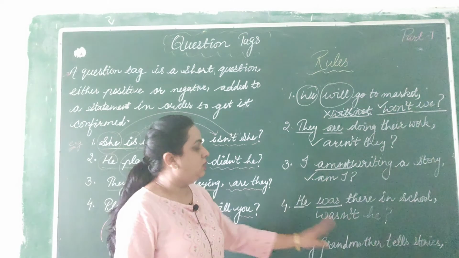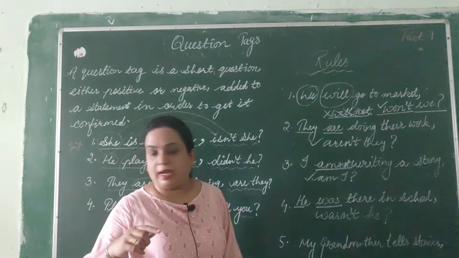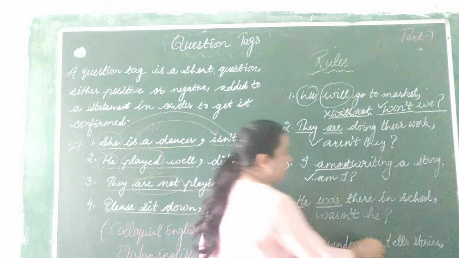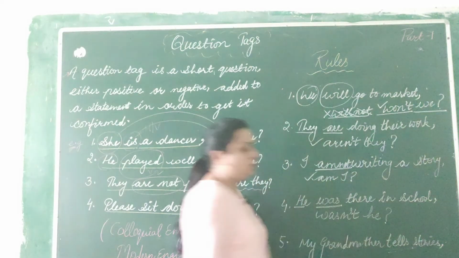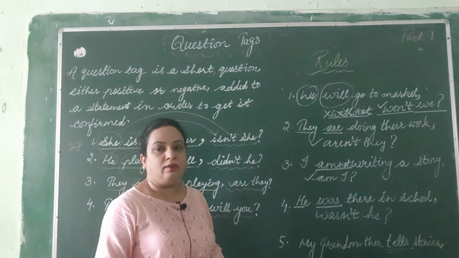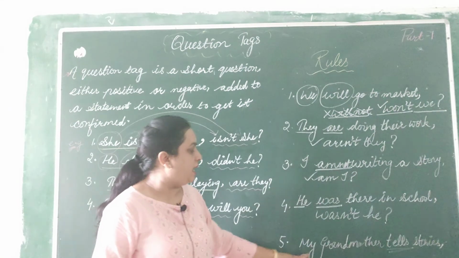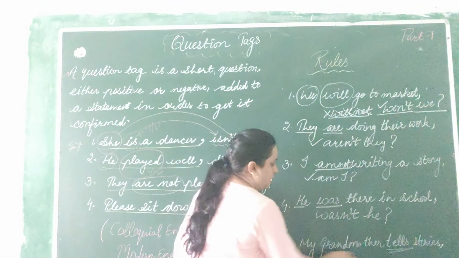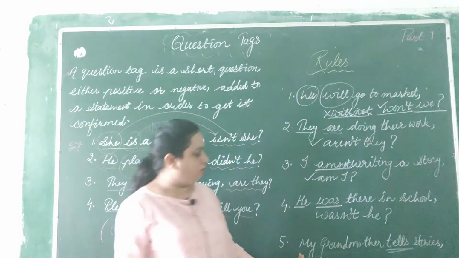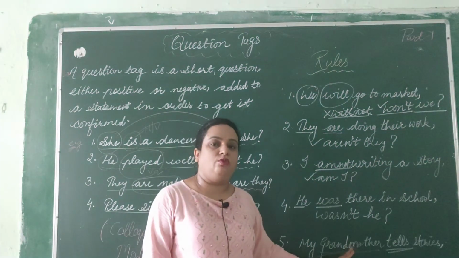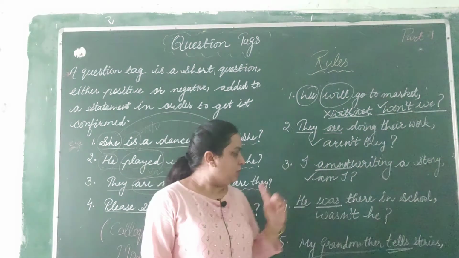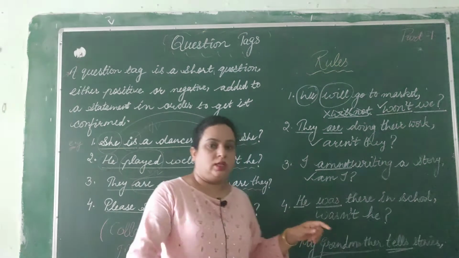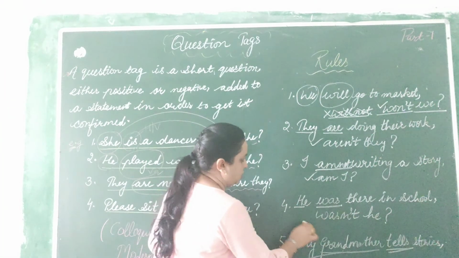My grandmother tells stories. So here see, "tells" is there, and this is the main verb. No helping verb is given to us. And "my grandmother" is what? A noun. So what is the related pronoun for my grandmother? "She". So you have to take care of that. I think that is not visible, so I am writing the question tag here.